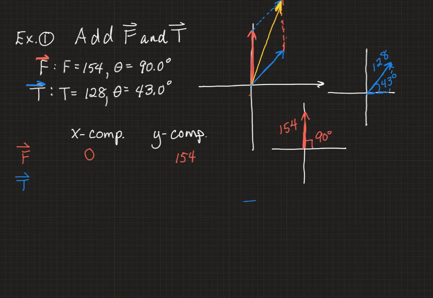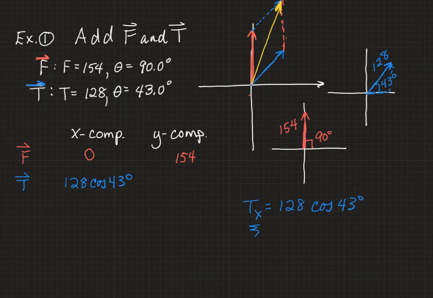The x component of our vector t would be calculated this way. I'm just going to write this out to the side for the moment. I'm going to take the magnitude of t and multiply it by the cosine of the standard angle of t. And I don't need to write that in. That is indicated by its position in the chart. So I just write in here 128 cosine of 43 degrees.